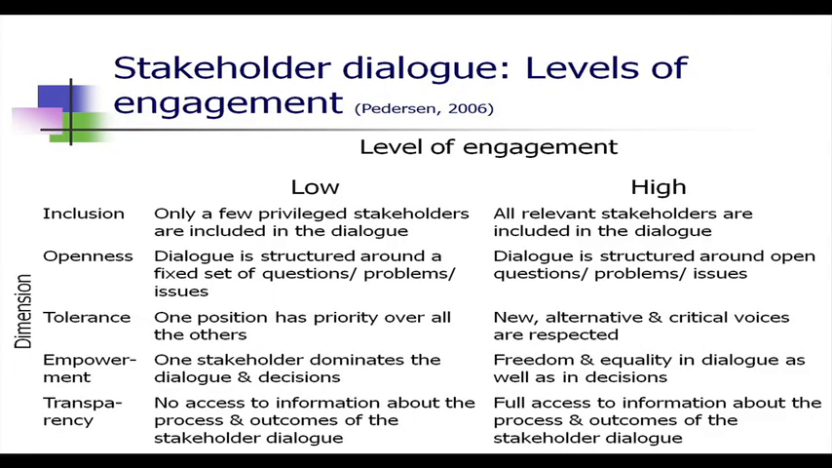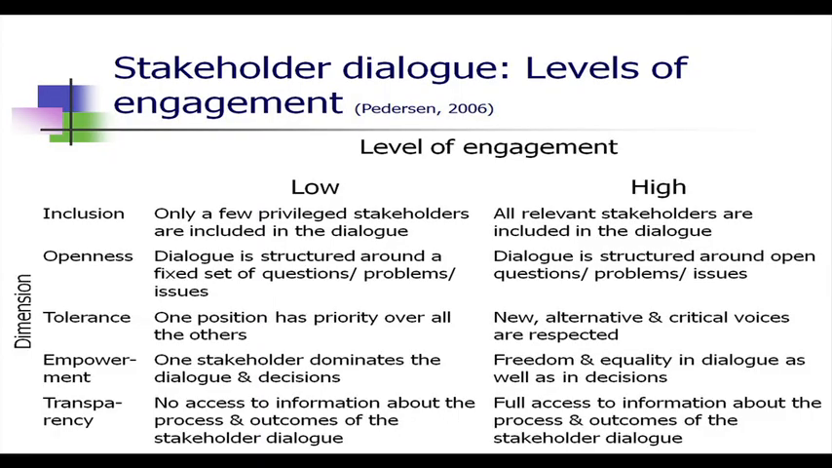In high level of engagement, the freedom and equality is given to all stakeholders. When we talk about the dimension of empowerment, freedom and equality, all stakeholders are equally empowered to engage in the discussion. All stakeholders have the freedom to discuss issues that matter to them. So that is what we mean by empowerment. They feel comfortable discussing their issues, whereas in low level of engagement, the stakeholder dominates.